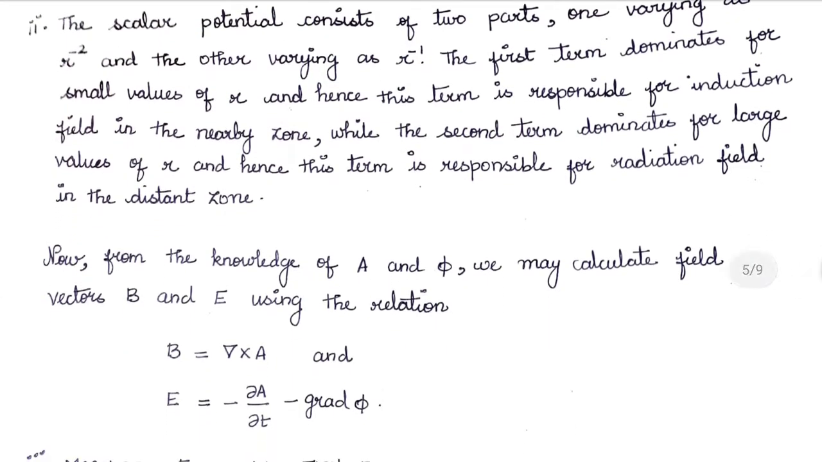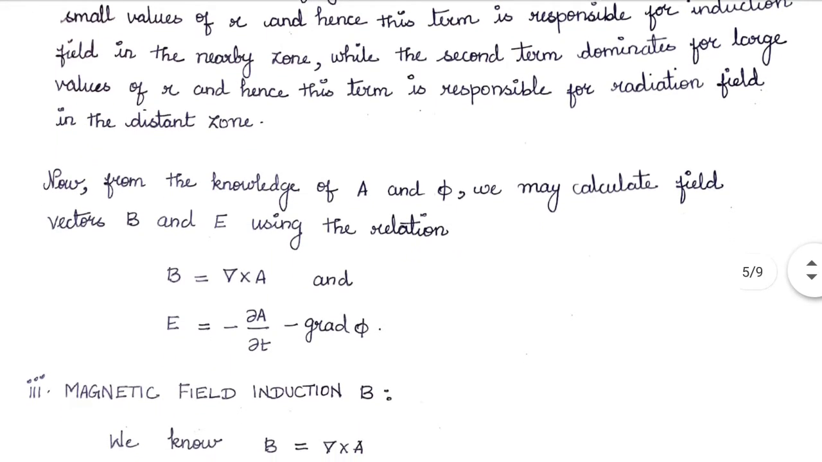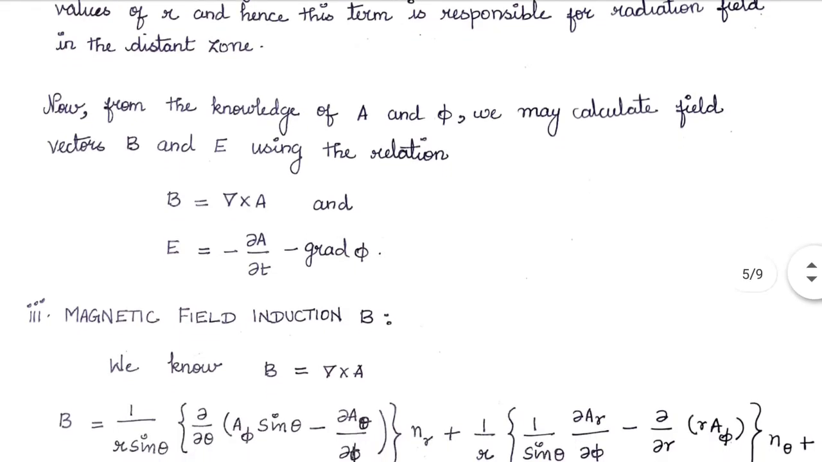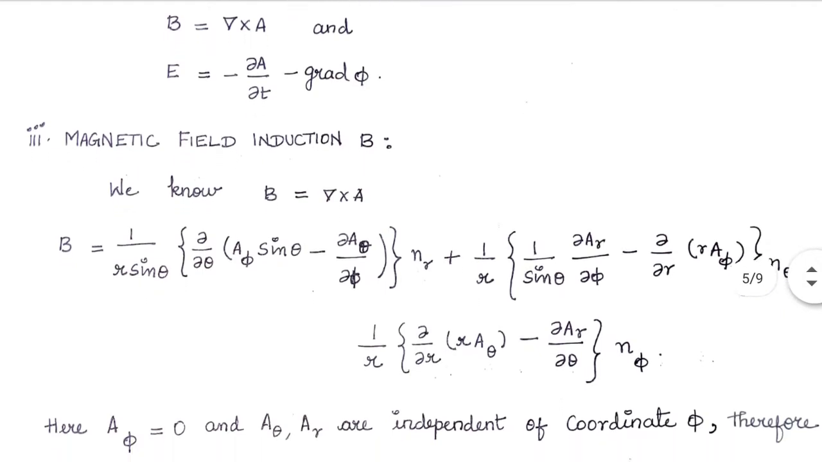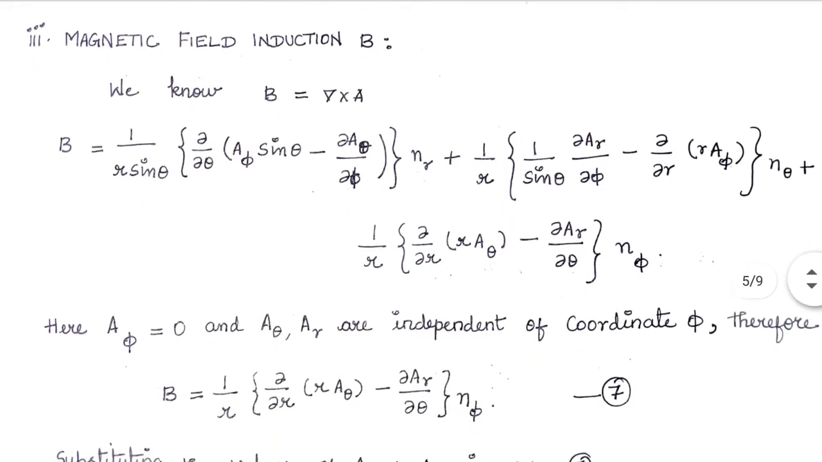So now we have computed the values of A and phi. With this knowledge of A and phi, we can very easily calculate B and E. So we know B can be written as del cross A, and E can be written as minus dou A by dou t minus grad phi. Now let us calculate the magnetic field induction, which is given by B is equal to del cross A.